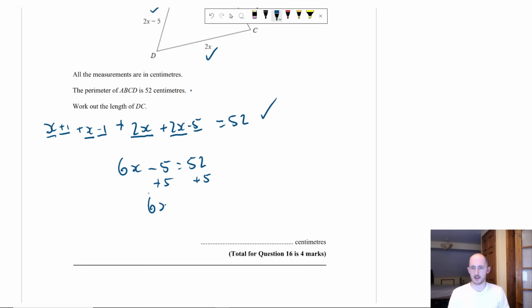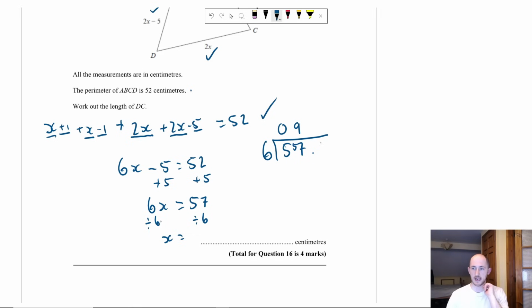Gives me 6x. Minus 5 plus 5 is 0, so I don't need to write it. Equals 57. Now I'm going to divide both sides by 6 because this 6 is timesing the x. So x is equal to... Now 6 doesn't go into 57, so let's use the good old-fashioned... Well, I mean, we can't really use the bus stop method, really. But, I mean, we can, but it's not too useful. 6 doesn't go into 5. How many times does 6 go into 57? Well, it goes in 9 times, right? And what's left over? 3, okay? Because 9 times 6 is 54.